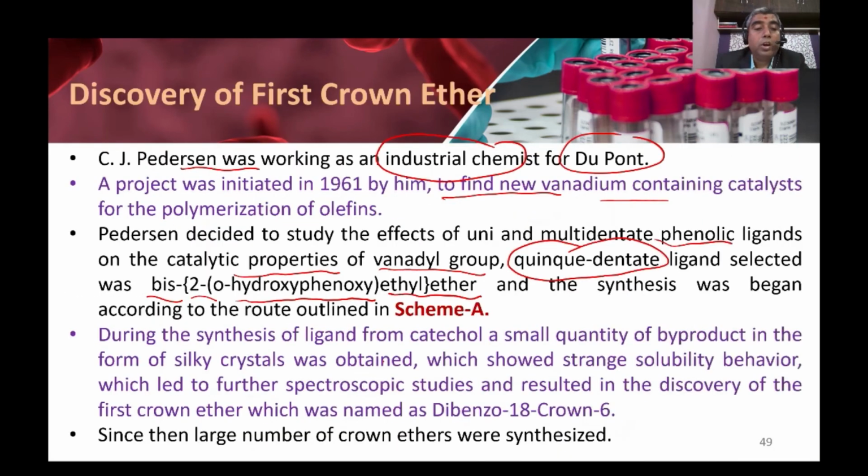But during the synthesis of the ligand from catechol, a small quantity of byproduct in the form of silky crystals was obtained, which showed strange solubility behavior, which led to further spectroscopic studies and resulted in the discovery of the first crown ether, which is named dibenzo-18-crown-6. Since then, a large number of crown ethers have been synthesized.